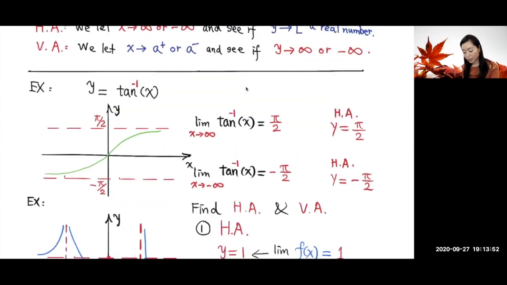Now, take a look at this example here. This is the function inverse tangent of x. The graph of it, remember our function dance, okay? So the function dance for inverse tangent, it goes like this. Kind of like Tai Chi. It's kind of like a person playing Tai Chi, right?